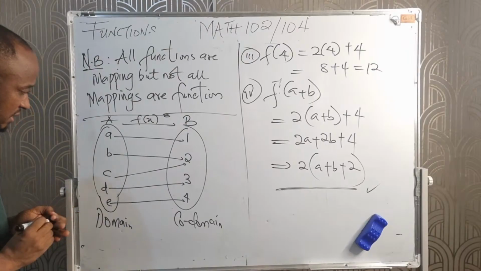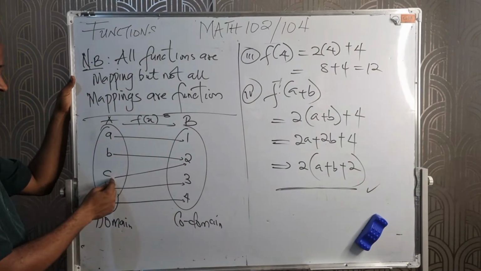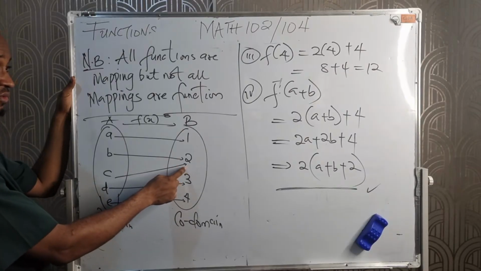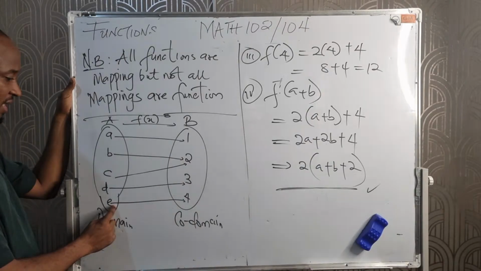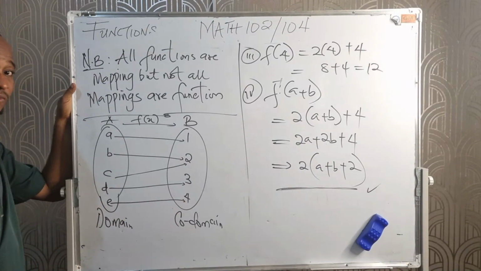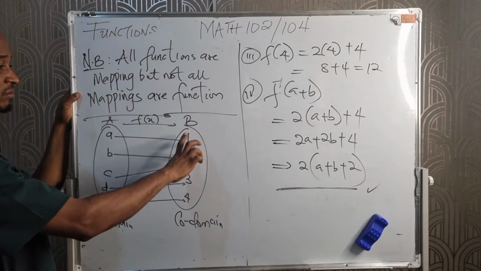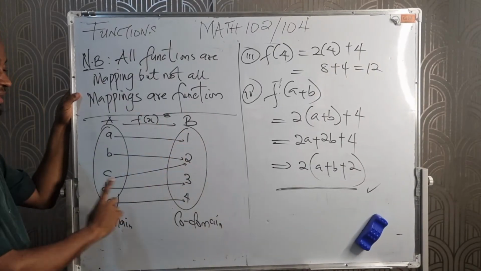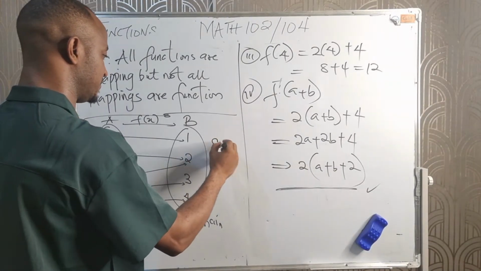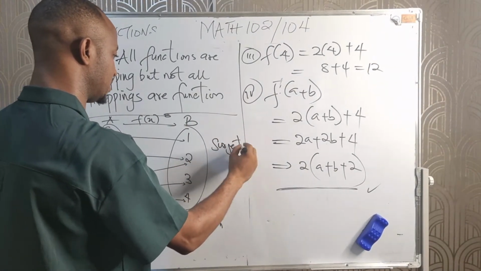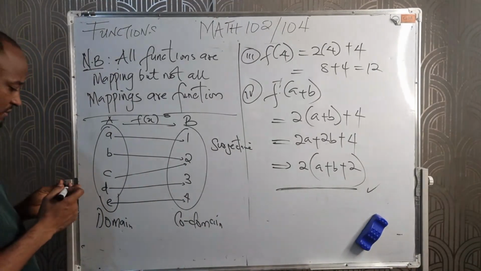What do you notice here? A is assigned to 1, B is assigned to 2, C is assigned to 2. Is that clear? D is assigned to 3, E is assigned to 4. This is a mapping function because every element in the codomain is assigned to at least 1. We call this mapping function surjective. Don't forget, this is called surjective.